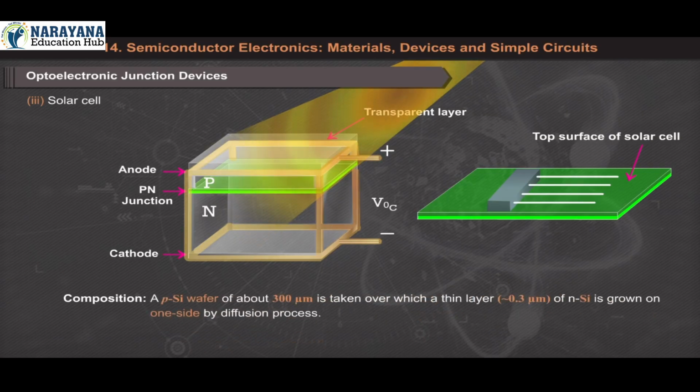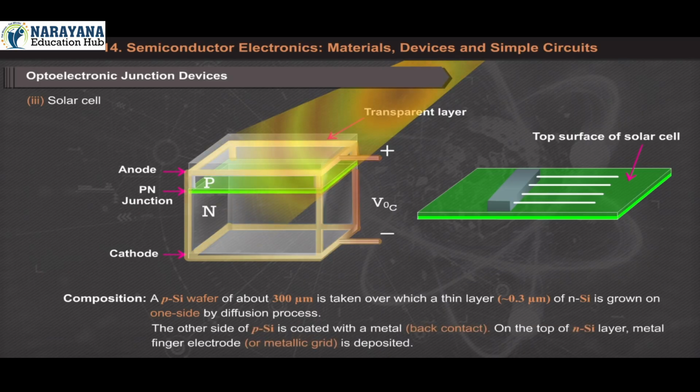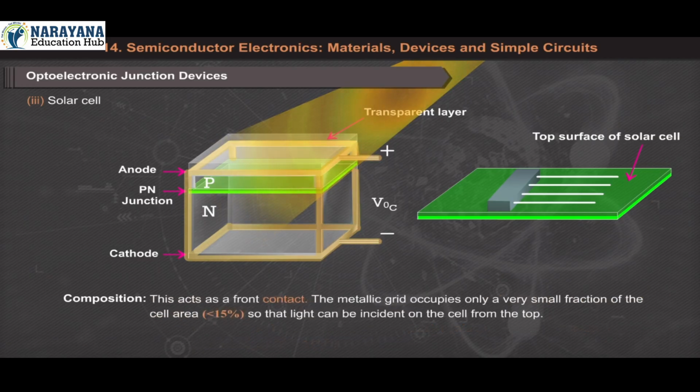A P-type silicon wafer of about 300 micrometer is taken over which a thin layer, that is approximately 0.3 micrometer, of N-type silicon is grown on one side by diffusion process. The other side of p-type silicon is coated with a metal, that is back contact. On the top of n-type silicon layer, metal finger electrode or metallic grid is deposited. This acts as a front contact. The metallic grid occupies only a very small fraction of the cell area, that is less than 15%, so that light can be incident on the cell from the top.